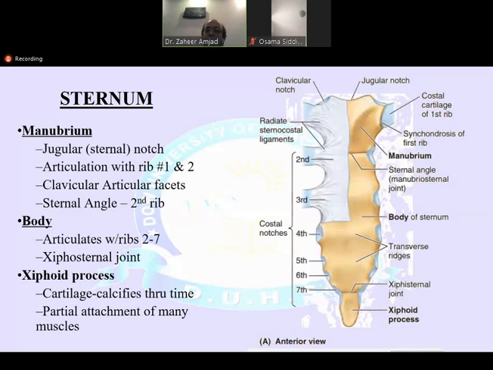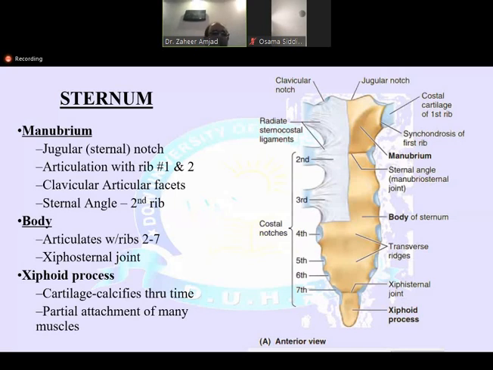The rest of the costal cartilages are attached to the sides of the sternum by synovial joints, which are movable joints. But the first joint is not movable. And the second rib is joined at the junction of the manubrium and the body of the sternum, and it has two cavities corresponding to these two bones.